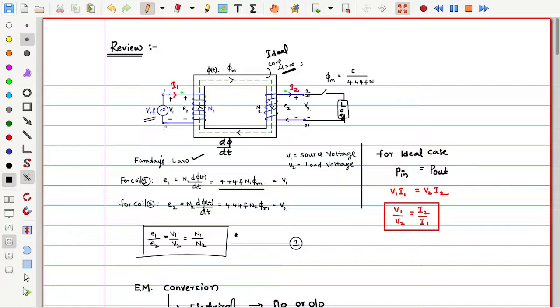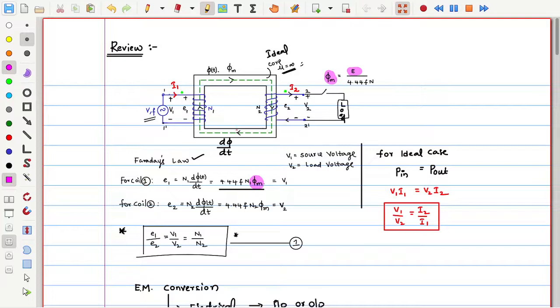That is what we saw in the last sessions, and we get these voltages as 4.44 f N1 phi m for coil 1, and N2 for coil 2. If you take the ratio of these two, we get the transformation ratio N1 by N2 equal to E1 by E2, which is very important in solving problems. One important observation one must make is that the induced EMF equation contains the maximum value of the flux, whereas the induced EMF is the RMS value. Here I have written that the maximum flux is equal to the RMS value of the voltage divided by the same expression, just the same equation rewritten in a different form.